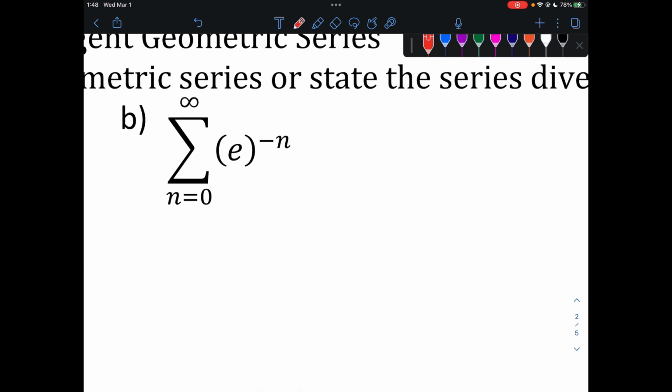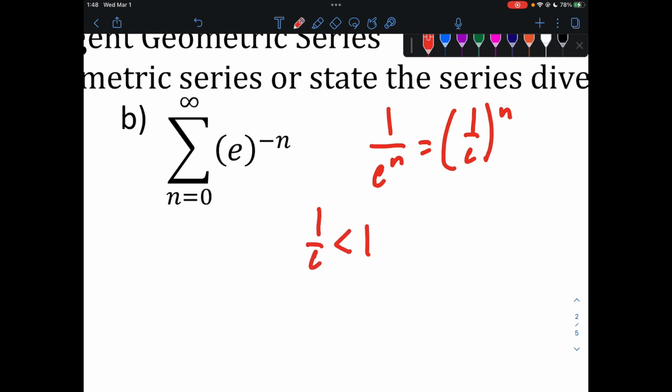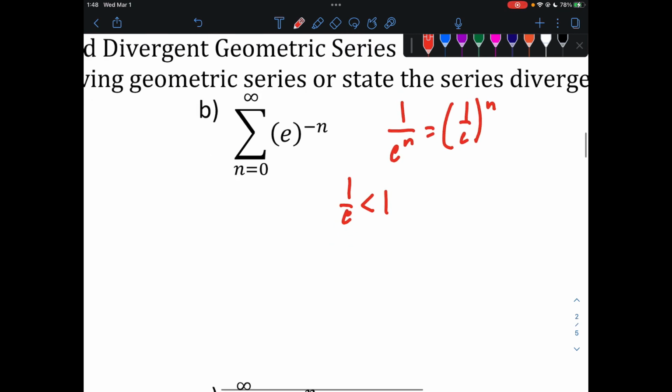B, maybe a good way to think of this would be 1 over e to the n. So we're multiplying by 1 over e every time. Okay, so this is geometric, obviously. And 1 over e is less than 1. I don't know exactly what it is, but I know that's less than 1. So we can find the sum of this series.